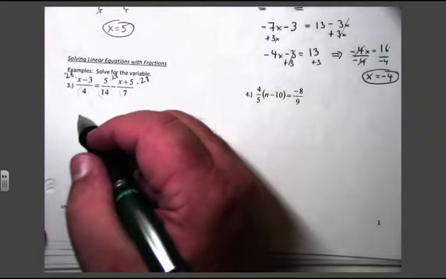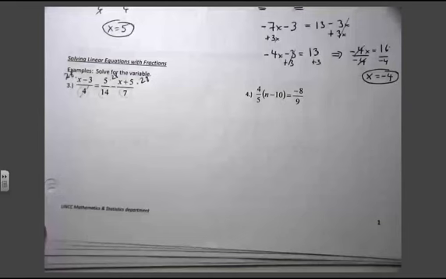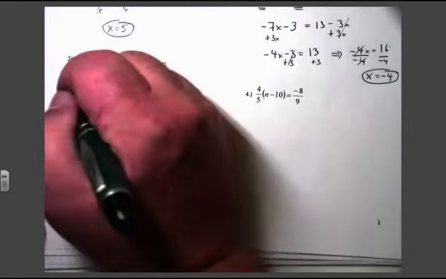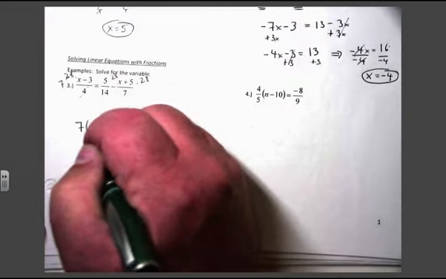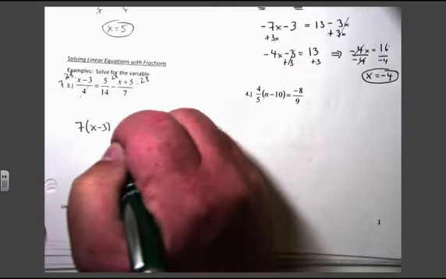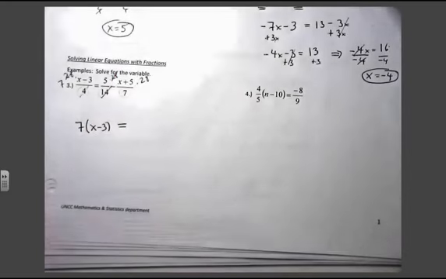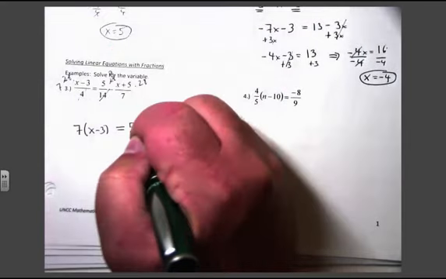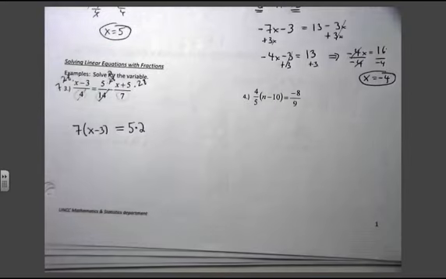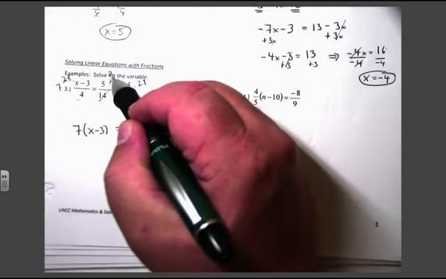Now, it cleans up nicely. 4 divides into 28 how many times? 7. So I'm left with a 7. What's your parentheses? It's 7 times the rest of the numerator, which is x minus 3, equals 14 goes into 28 how many times? Twice. I'm left with 5 times 2. I did that for your benefit. Most people would have written 10. But I wanted you to see that it's the numerator times what's left over.